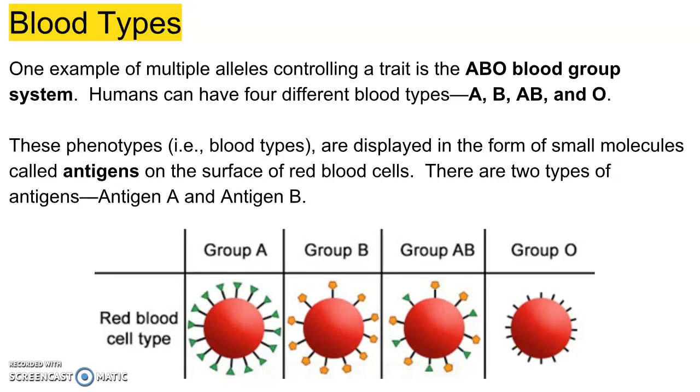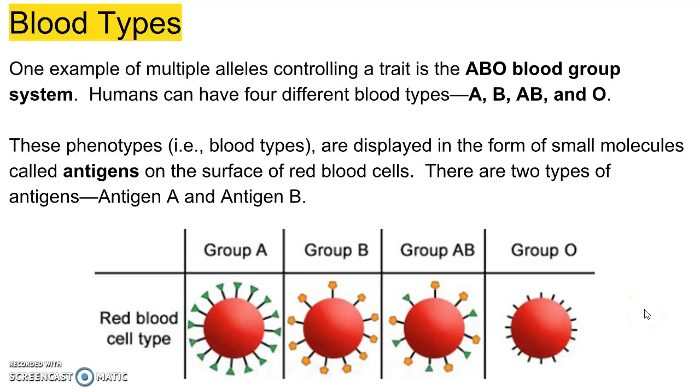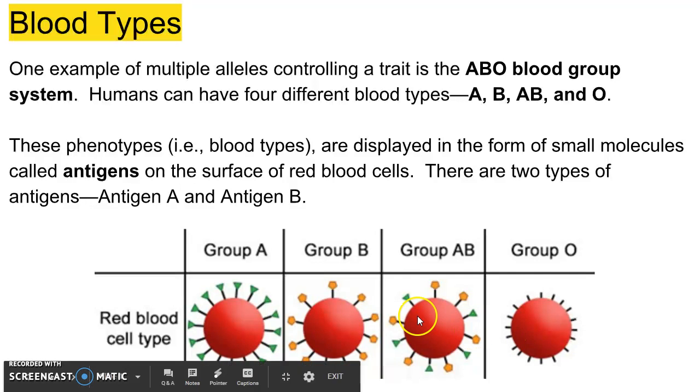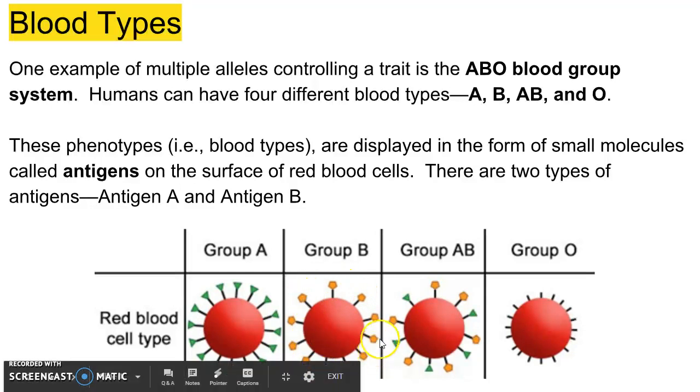Okay. Now, as I mentioned, the blood types are controlled by multiple alleles. We can actually have four different blood types or phenotypes: A, B, AB, and O. And these blood types are going to be shown in the form of little molecules called antigens that are found on the surface of red blood cells. We've got two types of antigens involved in the ABO blood group system. We've got the type A antigens, which are shown here as little green triangles on sticks. And we've got the type B antigens, which are shown as little orange pentagons on sticks.